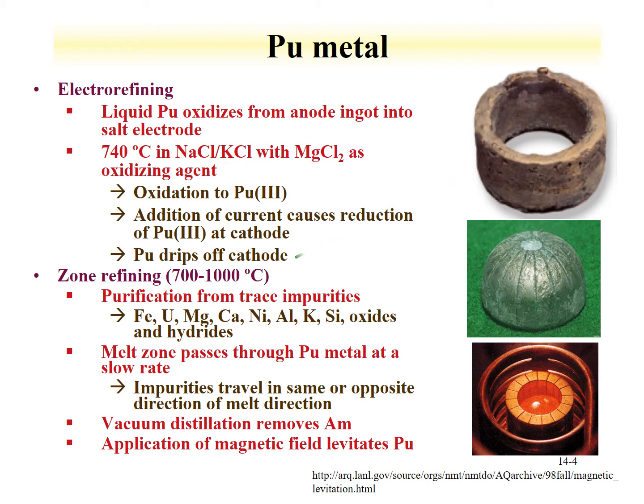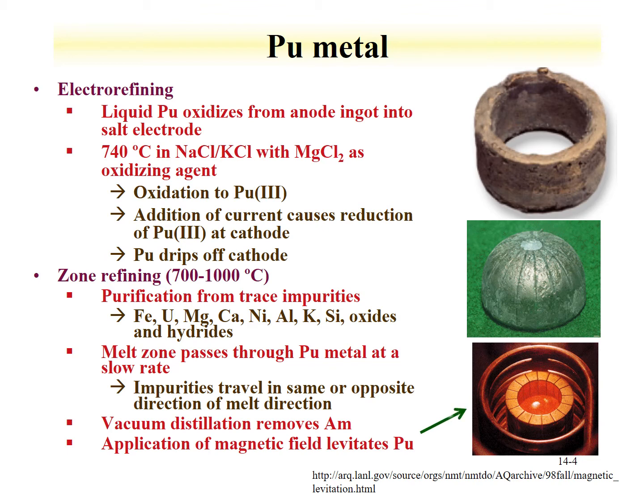Plutonium metal can also be purified through zone refining. In this case, plutonium metal can melt. Some of the impurities will not melt, such as oxides. They'll form a slag. So you could take plutonium metal, you have a melt zone through which the plutonium metal can pass at a slow rate. The impurities travel in a direction either the same or opposite of the melt, but you wind up having a section of the metal that has a relatively pure plutonium phase and a phase that contains the impurities.